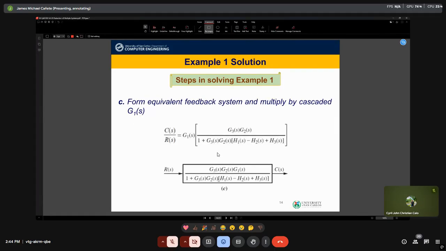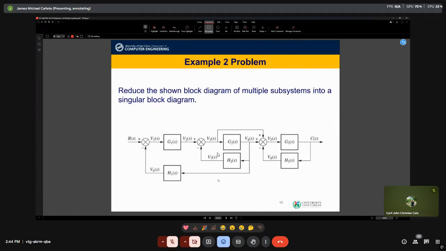Let's move on to the second example. Ask your questions later. At a glance, the second example is more complicated. We have in total 6 blocks, 3 summing junctions. How many pickoff points? 1, 2, 3, 4. I see 4 pickoff points.